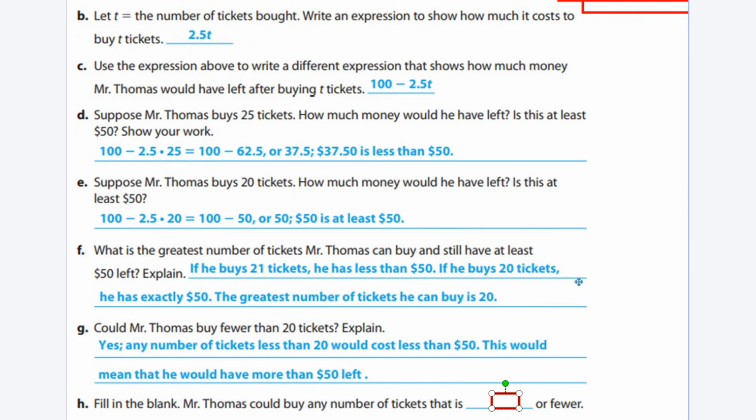Question H. Fill in the blank. Mr. Thomas could buy any number of tickets that is 20 or fewer. Hopefully, all this makes sense. If it doesn't, I'd go back to the beginning of this question and read it again carefully.